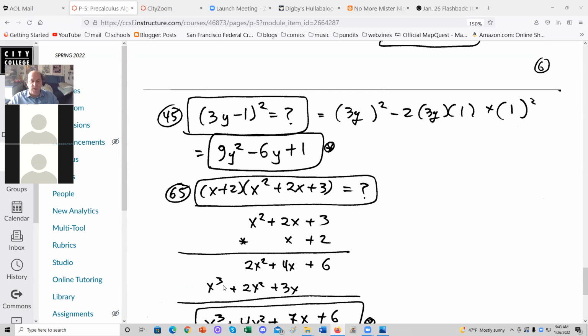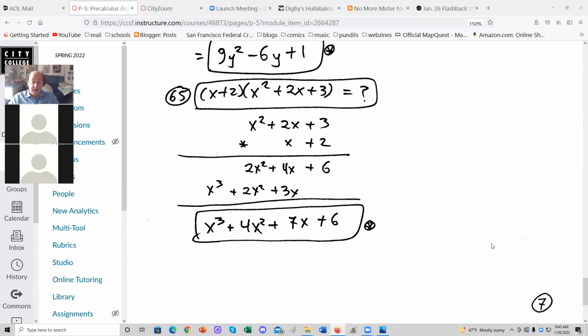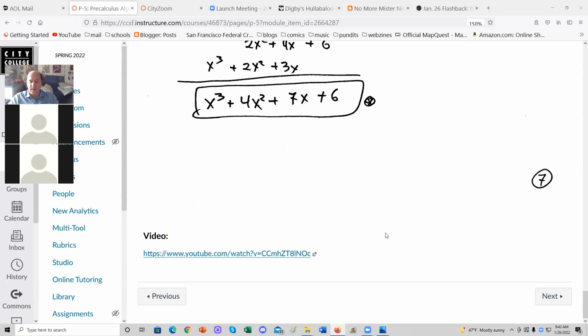Now, x times x squared is x cubed. X times 2x is 2x squared. X times 3 is 3x. And again, these three terms I offset by 1 so that like terms will line up. Simplifying, you get x cubed plus 4x squared plus 7x plus 6.